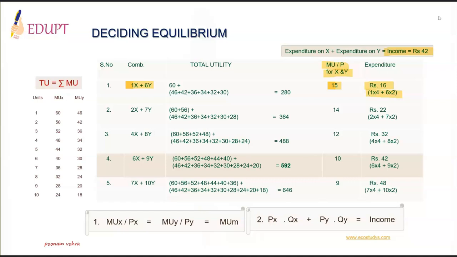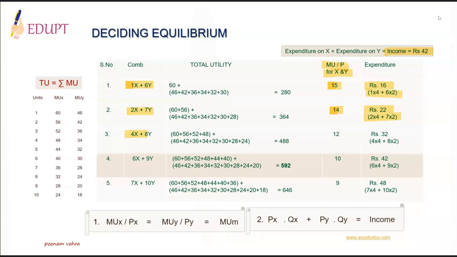Another combination where both are equal is 2x plus 7y. Marginal utility in both cases is 14. Expenditure incurred is 22. That is 2 into 4 plus 7 into 2. This is also less than the income.